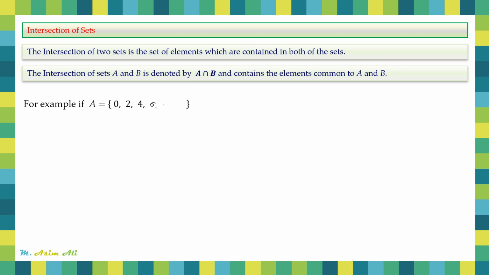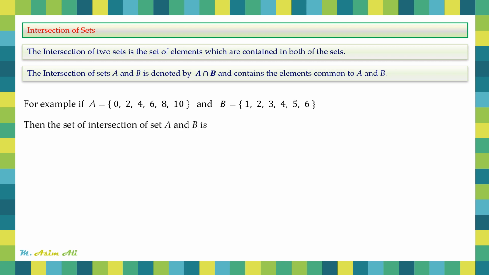For example, if we have a set A: 0, 2, 4, 6, 8, and 10, and set B: 1, 2, 3, 4, 5, and 6, we see that the intersection of set A and set B is, we will note the common elements. 2 is contained in both of the sets, 4 is contained in both of the sets, and 6 is present in both of the sets. So these three elements, 2, 4, and 6, are present in both of the sets A and B.